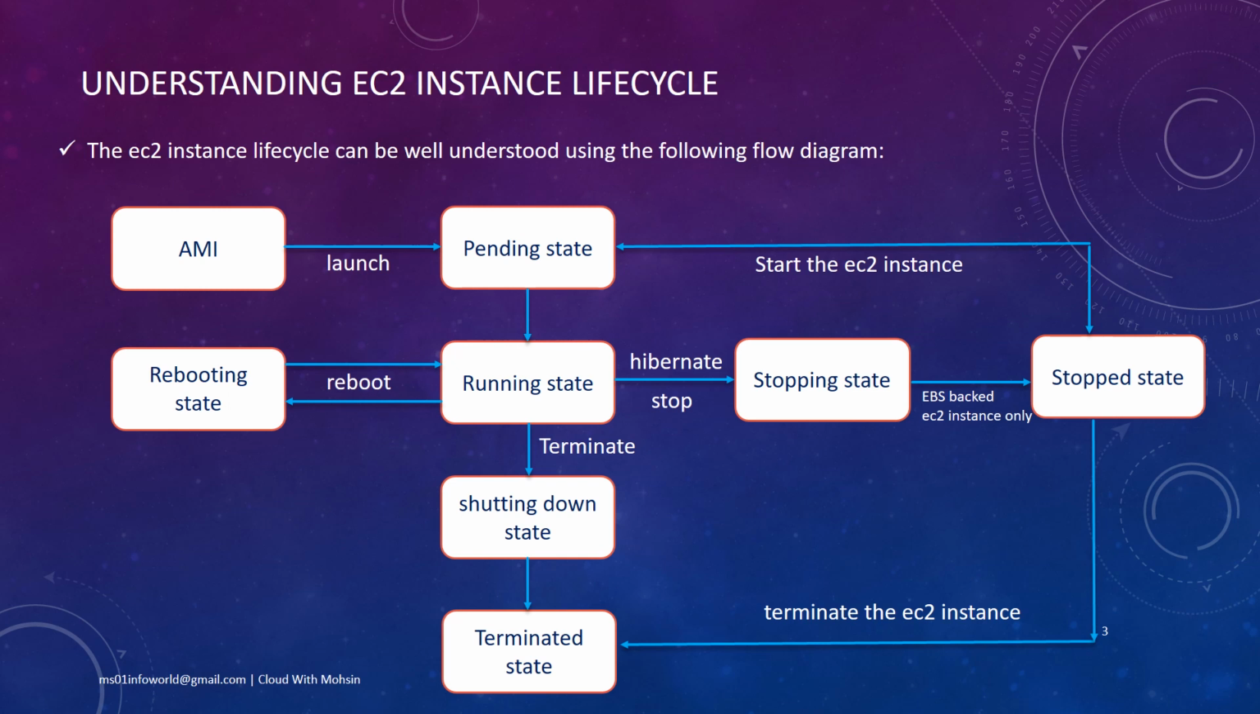From the running state, if we choose to select terminate, termination is the step when we want to delete the EC2 instance. In that case we can select the terminate option. With terminate, first of all it will go to the shutting down state, and after that it will go to the terminated state.